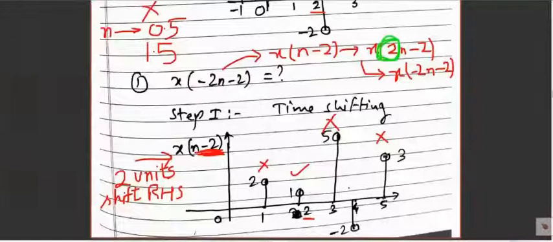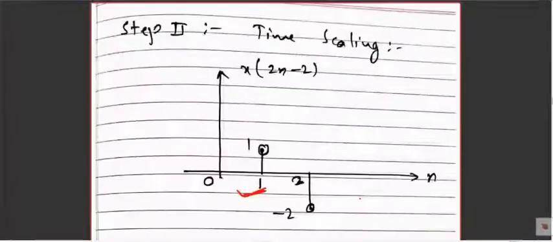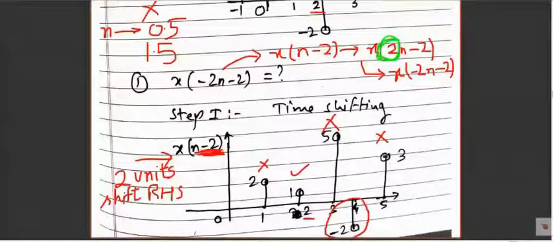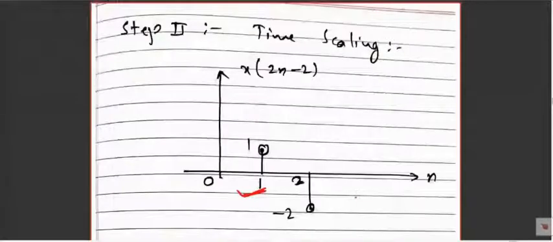At 4 we have amplitude -2, so at 2 we have amplitude -2. Okay. Next is folding, so 1 will go to -1, 2 will go to -2.